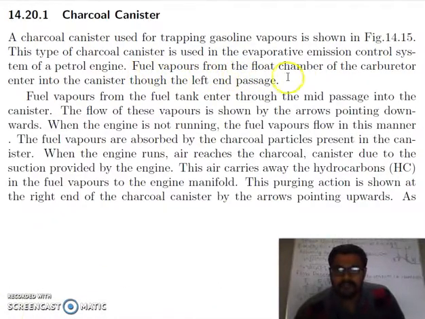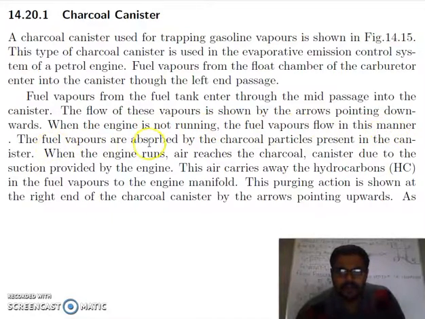Fuel vapors from the float chamber of the carburetor enter the canister through the left end passage. Fuel vapors from the fuel tank enter through the mid passages into the canister. The flow of these vapors is shown by arrows pointing downward. When the engine is not running, the fuel vapors flow in this manner.